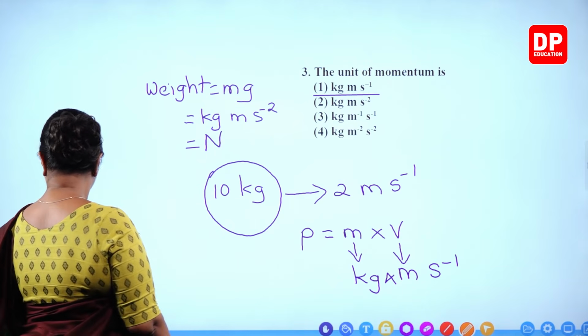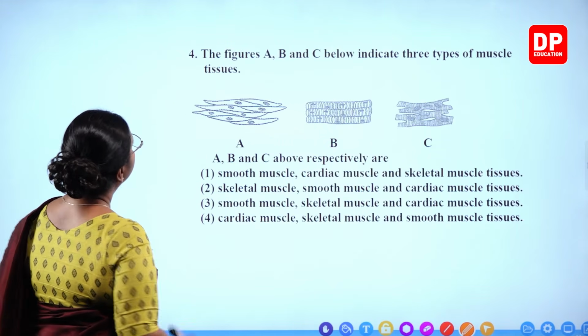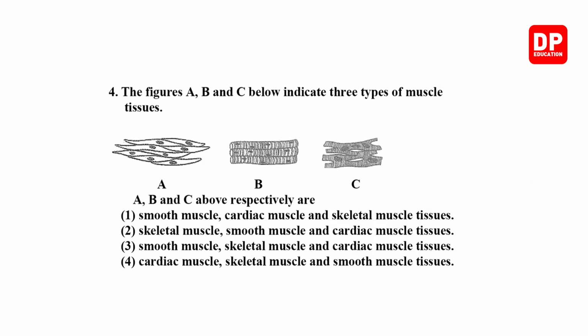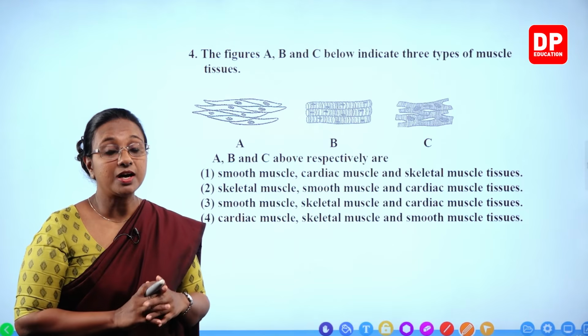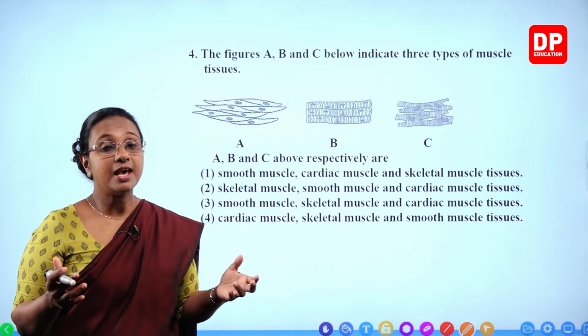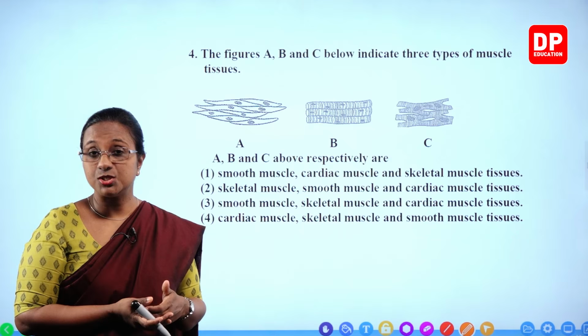With that, the fourth question, question number 4. The figures A, B and C below indicate 3 types of muscle tissues. So they have already said it's muscle tissues. Now you all know the function of muscle tissues. They are there for the movement as well as locomotion.